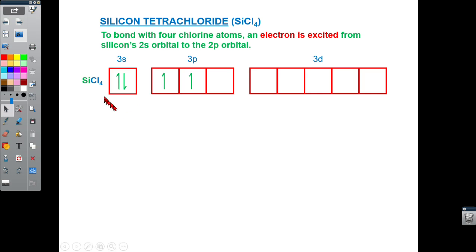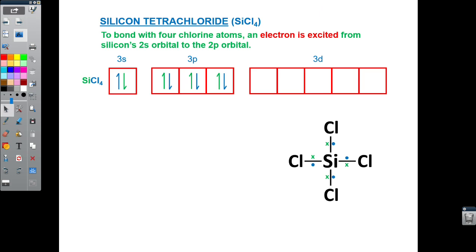In order to form 4 covalent bonds, to bond with the chlorine, we need to do the same excitation of the electron from the 3s to the 3p that we saw in carbon. And now we've got that situation where we've got 4 electrons surrounding our silicon atom. And we can bring in our chlorine atoms here. So there's 1. I've neglected to put the other electrons around for the chlorine here, but we would have another 6 electrons there as dots. We'd have another chlorine coming in here and pairing up with the 3p, and the third, and the fourth. And we have silicon tetrachloride.